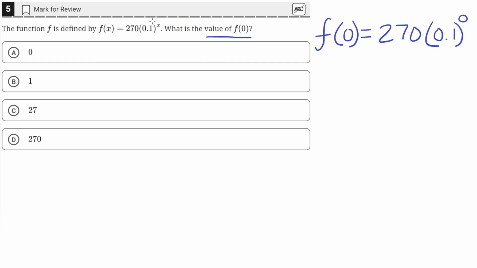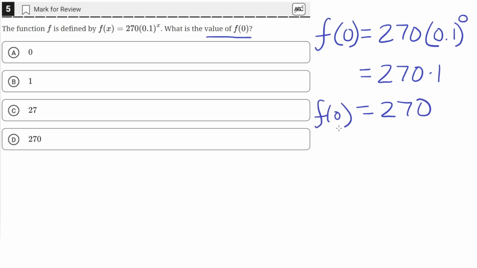So here's x equals 0. So 0.1 raised to the 0th power is just 1. Anything raised to the 0 power is just equal to 1. So we'll just have 270 times 1, which is just equal to 270. So f of 0 is equal to 270.